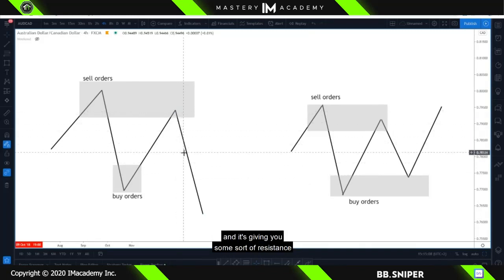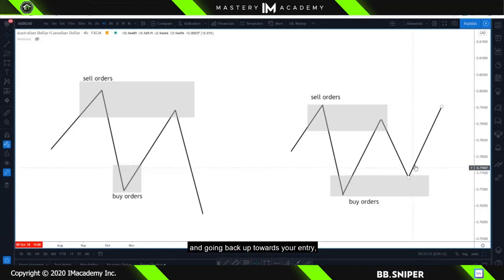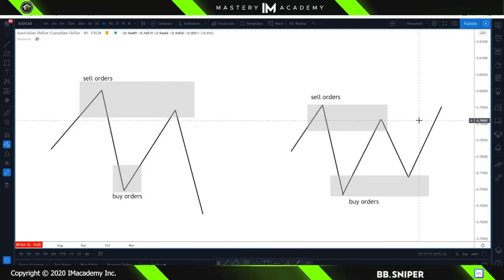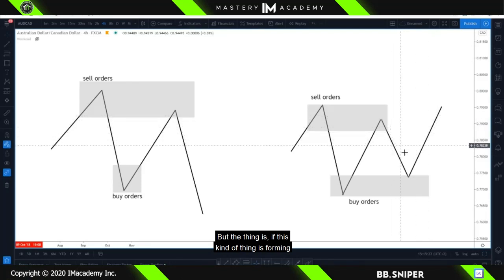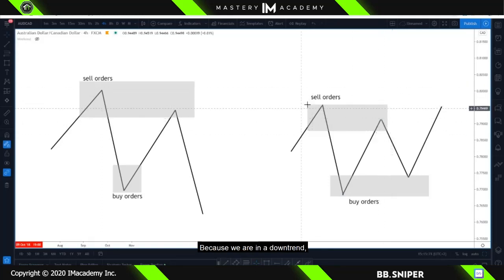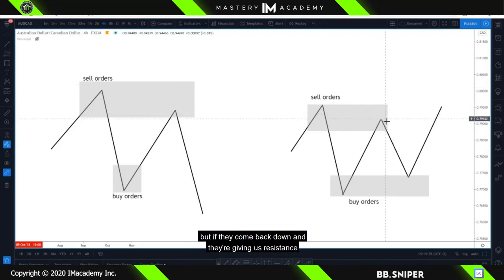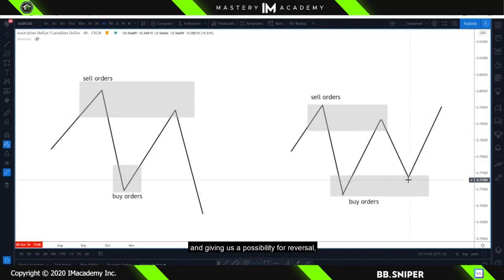Because if the market is coming back down and it's giving you some sort of resistance and going back up towards your entry, you should be either breaking even, or you should be at least taking some partials out, right? And then let the market do its thing. But the thing is, if this kind of thing is forming, and the buy orders that are below over here, that were originated to just create this move higher, kind of fail to create a higher high, right? Because we are in a downtrend, they should not create a higher high. But if they come back down and they're giving us resistance and giving us a possibility of a reversal, then that could become the issue if we are in a sell environment, if we have sell orders in.